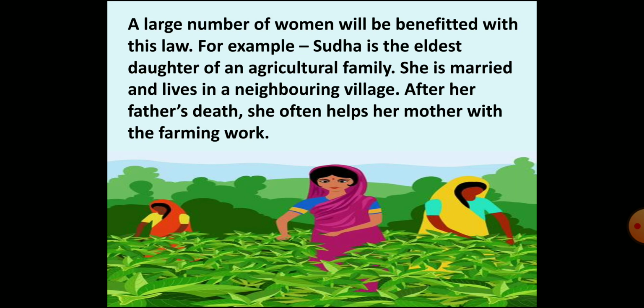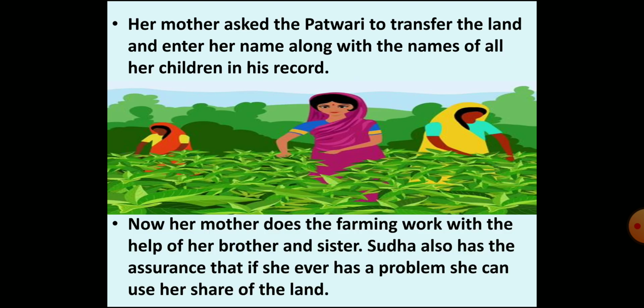We can understand it better through an example. Suppose a girl named Sudha is the eldest daughter of an agricultural family. She is married and lives in nearby village. After the death of her father, she often comes to support and help her mother with the agricultural work. Sudha's mother has asked the Patwari for transferring the land.